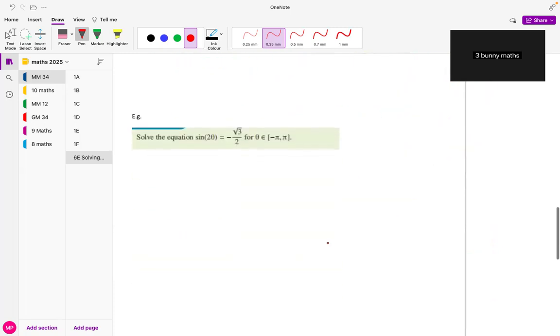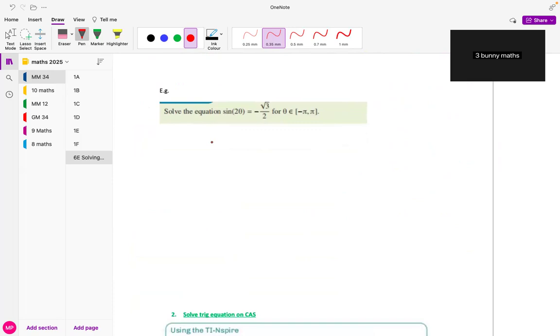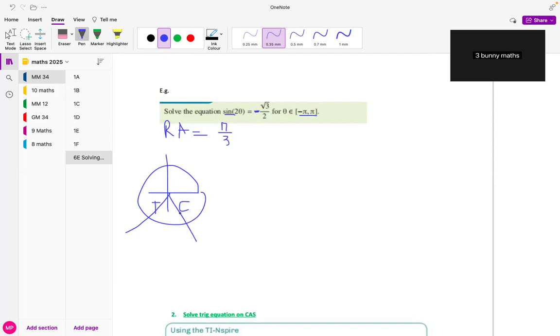Now, this is the last example of the notes. If I have sine 2 theta equal to negative root 3 over 2, I pretty much do the same thing. My reference angle for sine equal to root 3 over 2 is 60 degrees. But we are dealing with radians, so we need to make it in radians: pi over 3. Then I draw the little unit circle. I want sine to be negative, so it could be in quadrants 3 and 4, isn't it? Because 3 and 4 have sine negative.